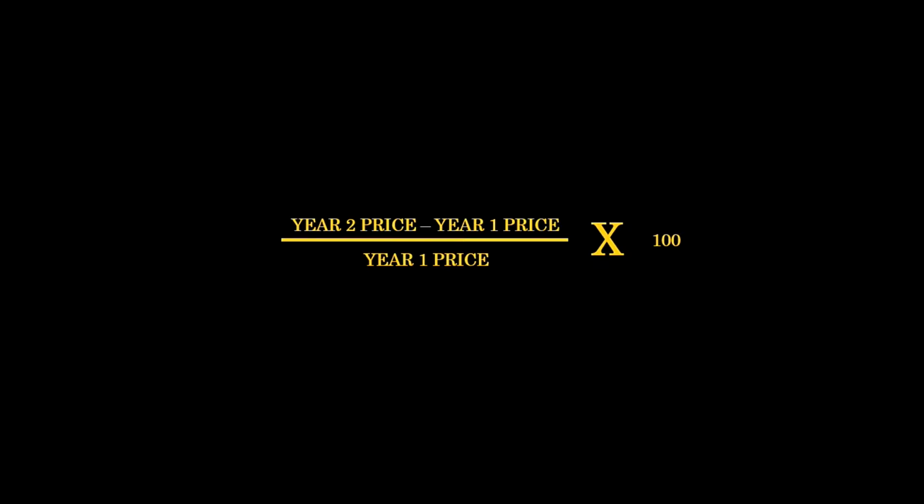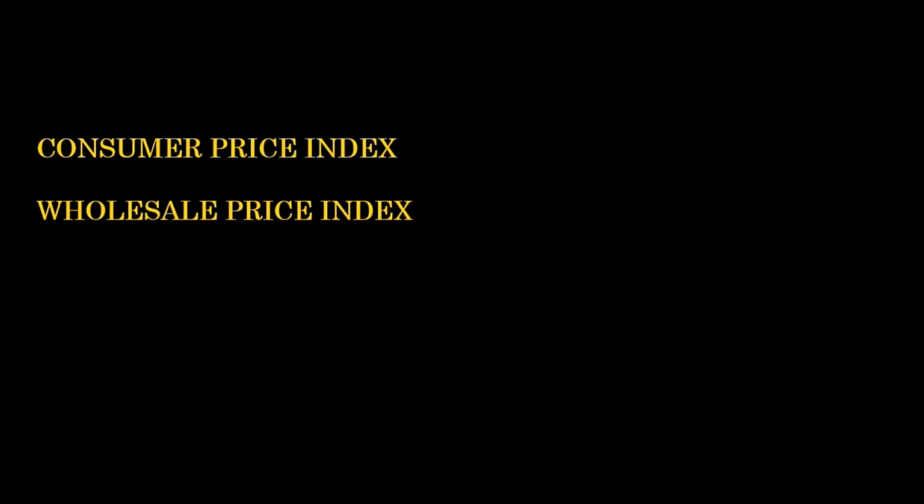That was easy. Now, where do you get the price of these things? Well, there are different prices for different stages of the same product. That is why there are 3 different indexes. They are Consumer Price Index, Wholesale Price Index, and Producer Price Index.